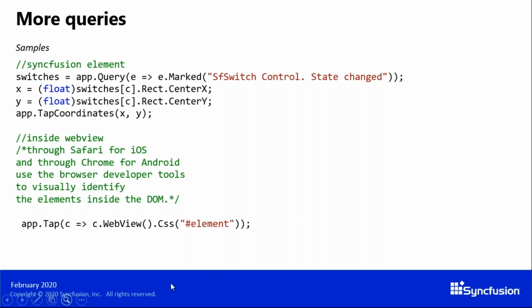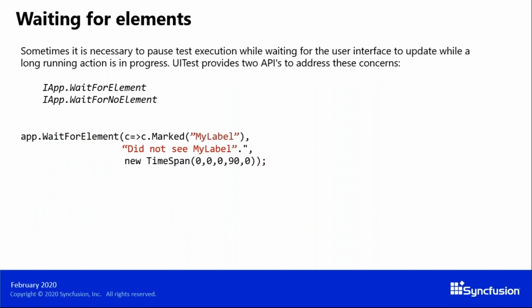Something to keep in mind that I already mentioned is that it's important to wait for the elements. So UI Test provides you with these two APIs. You can also give some time span. So let's say, for example, you have something that is supposed to run slowly. So you say, I want to, let's say, wait for 30 seconds and then check my interface.